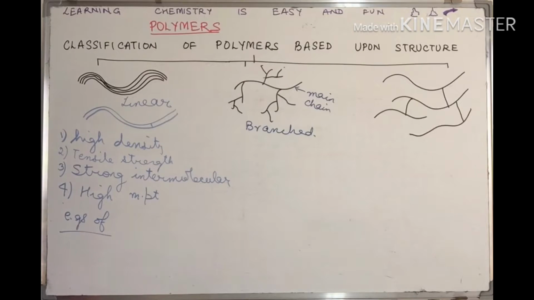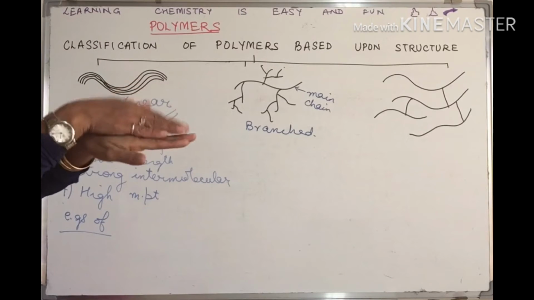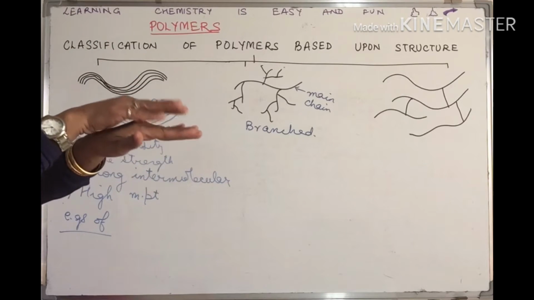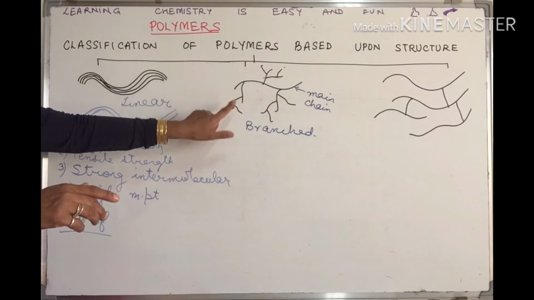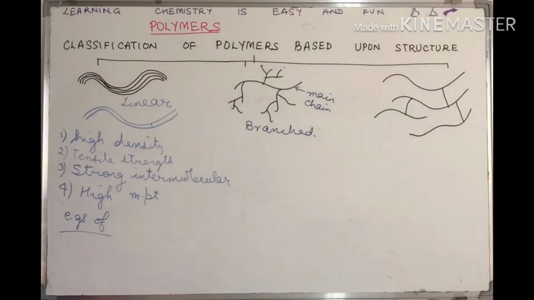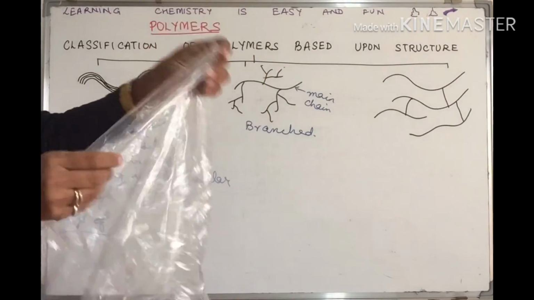Now here, we can't stack them closely one over the other. Why? Because there are branches which are going to keep them away. Now, because we can't stack them close to each other, what will happen to their density? Yes, it is lower than the density of the linear polymers. What about tensile strength? Tensile strength will also be weaker. What about the forces of attraction? Look at the forces of attraction. Are they letting it hold?